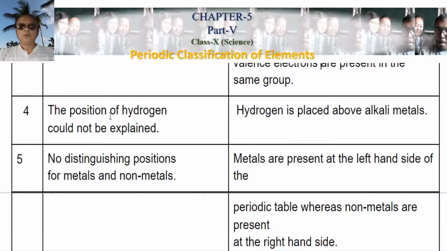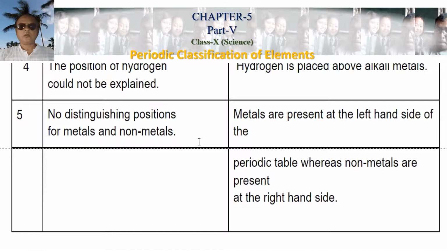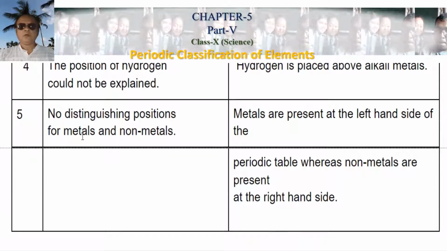The position of hydrogen in the Mendeleev periodic table could not be explained. Hydrogen is placed above the alkali metals. There is no distinguishing position for metals and non-metals, so we won't be able to know metals and non-metals in the Mendeleev periodic table because it is not classified.